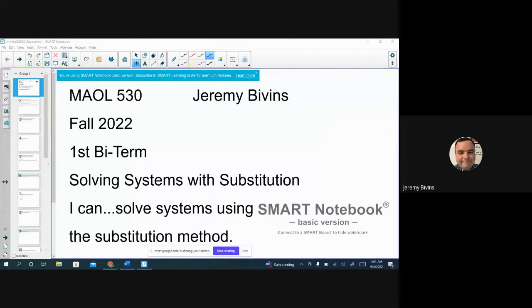This is MAOL 530 for fall 2022, for the first bite term. My name is Jeremy Bibbins. We're going to be talking about solving systems with substitution. As you can see right here is our learning target that we'll be discussing, where we can solve systems using the substitution method. So let's go ahead and dive on in.